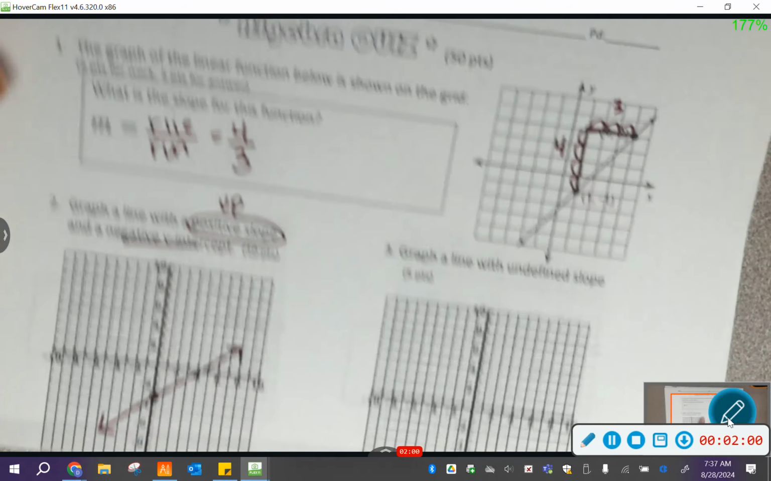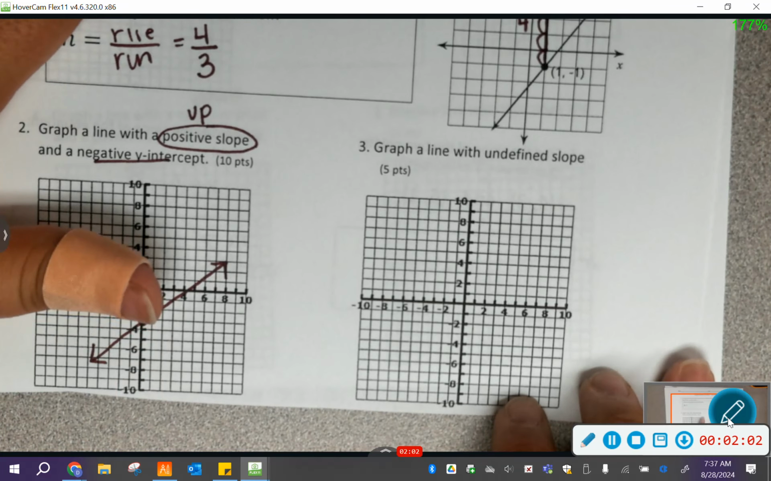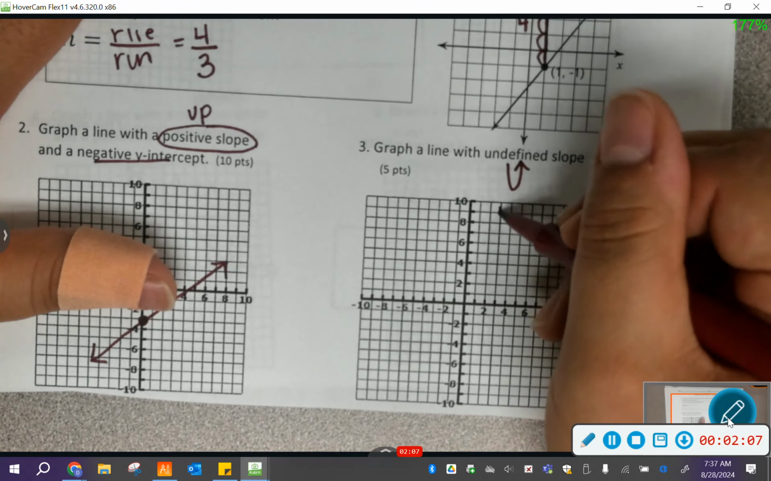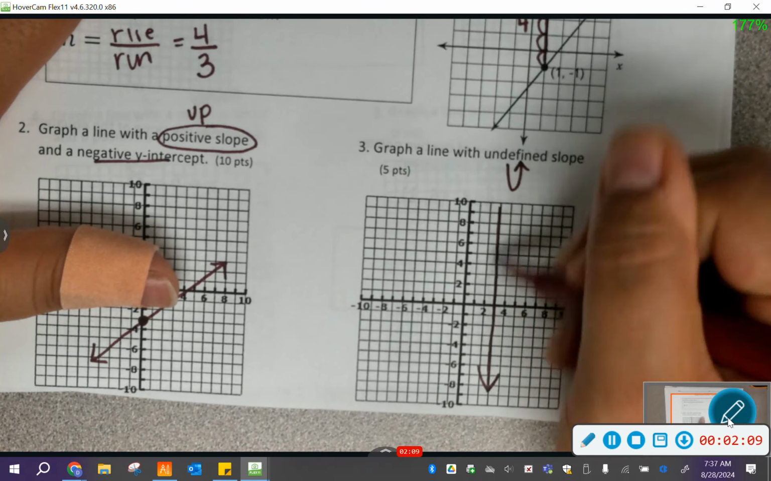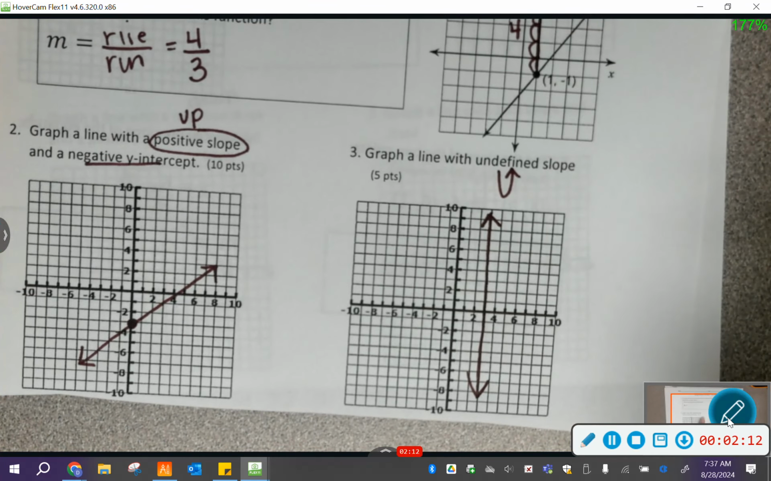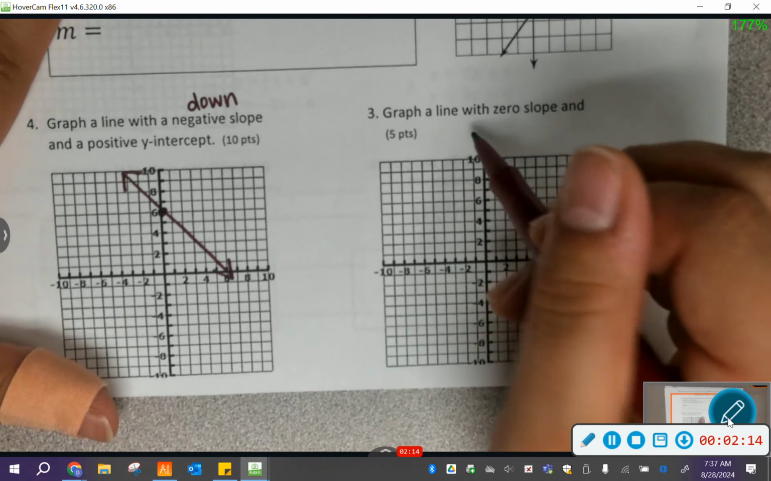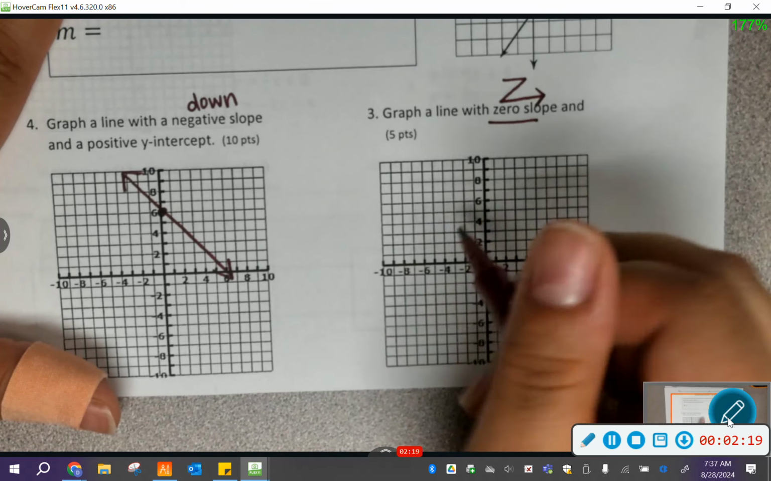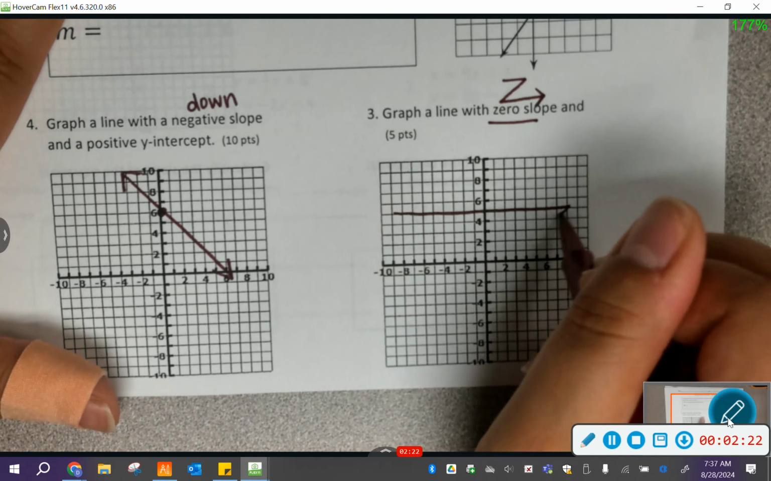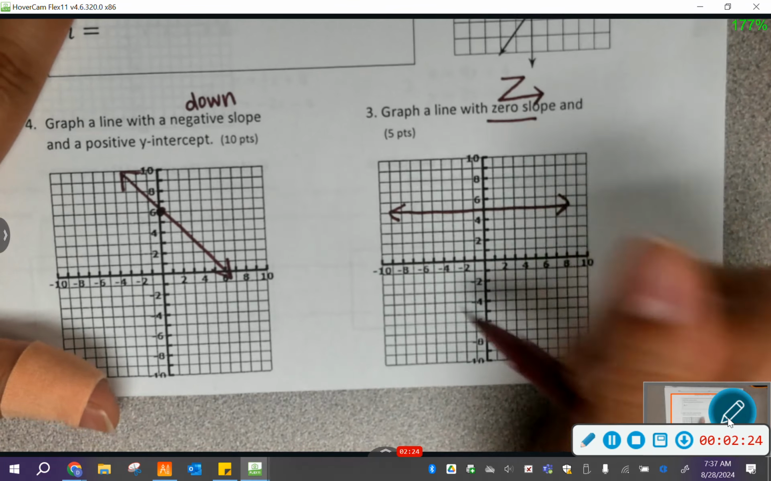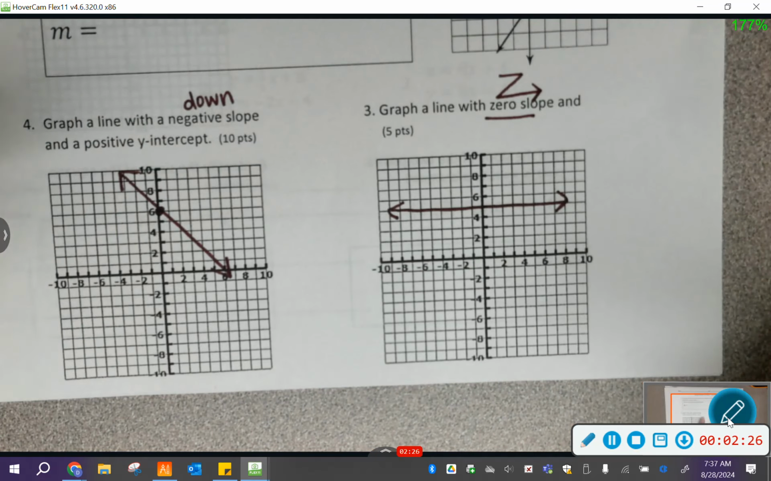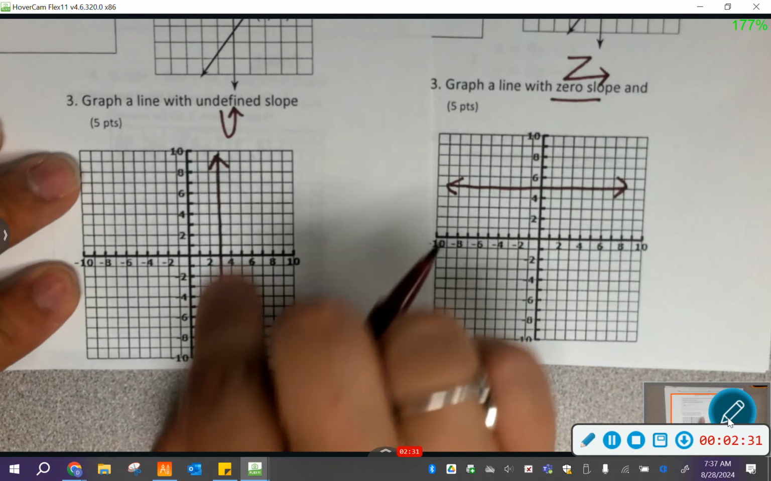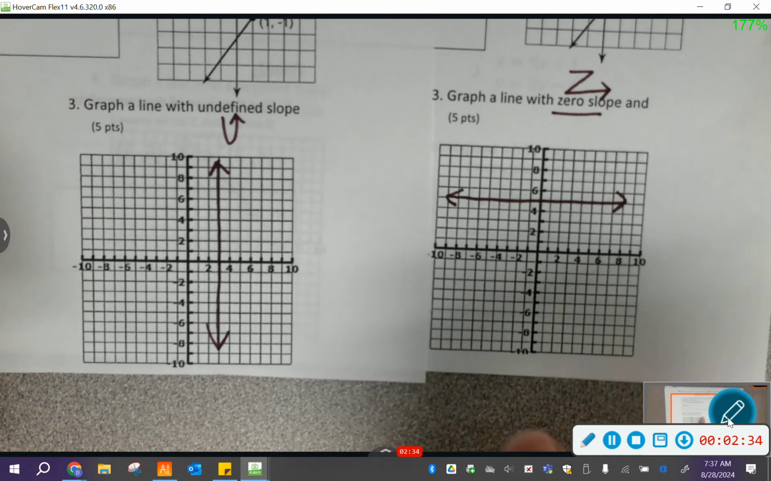Y'all, what does an undefined slope look like? Undefined starts with a U, so it's going to go straight up and down. Don't forget your arrows. And then some of you had a question that says, what is a zero slope? Zero slope goes left to right. It does not matter where you drew the flat line. It just needed to be a flat line for zero slope. Undefined is straight up and down. Zero is left to right. Okay?